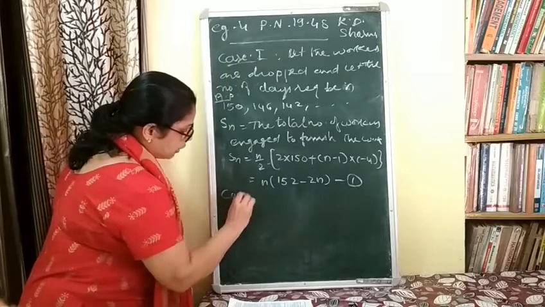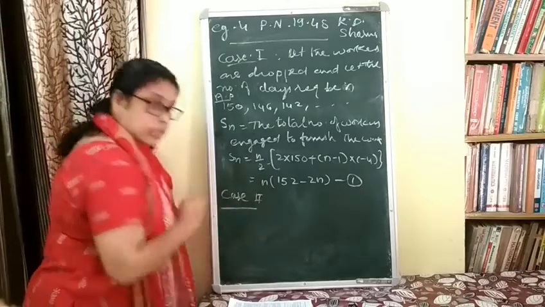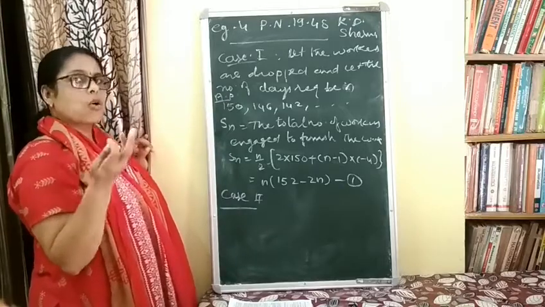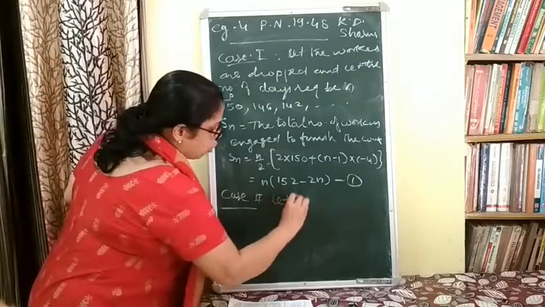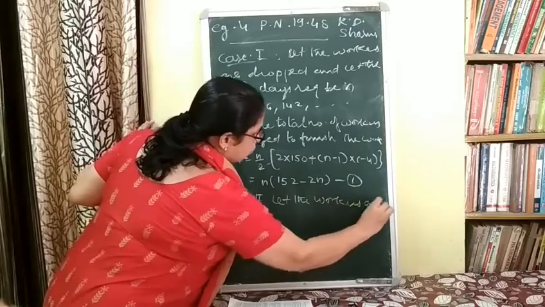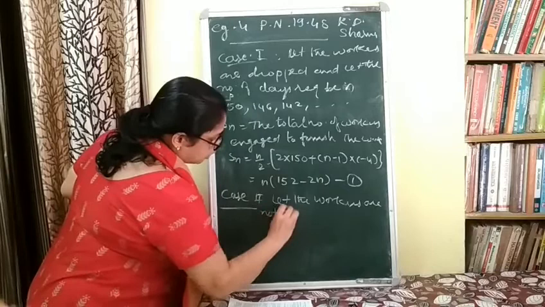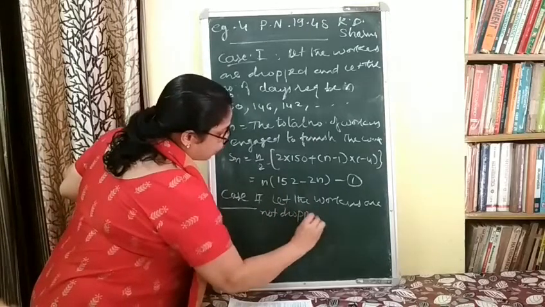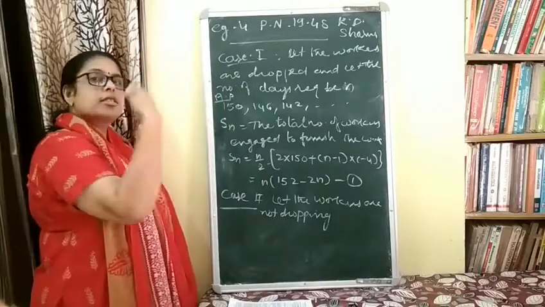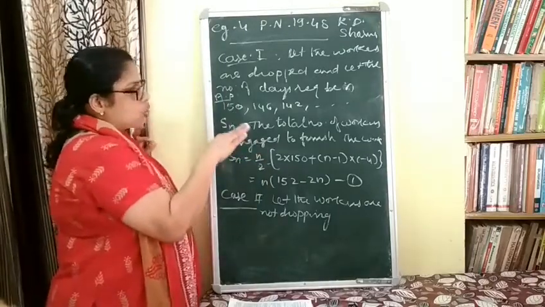Now we are considering one more case. What will be the next case? First case में आपने लिया कि workers drop हो रहे हैं. तो next case क्या होगा? Let the workers are not dropping. If the workers are not dropping, that means what? अगर workers drop नहीं होता है तो workers drop होते 8 days ज़्यादा ले रहे हैं और workers drop नहीं होते तो 8 days कम हो जाएगा.